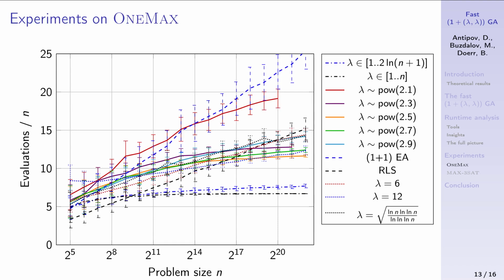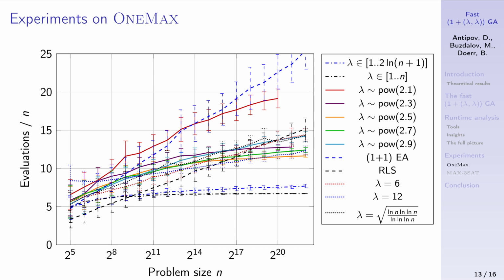Finally, we performed some experiments. In these experiments, we compare the fast (1 plus (lambda, lambda)) GA with its competitors, namely with the hill climbers, like the (1+1) EA with the standard bit mutation and the random local search, and with the previous versions of the (1 plus (lambda, lambda)) GA, namely with the 1/5 rule, with the capped lambda and uncapped lambda, and with the (1 plus (lambda, lambda)) GA with static parameters.